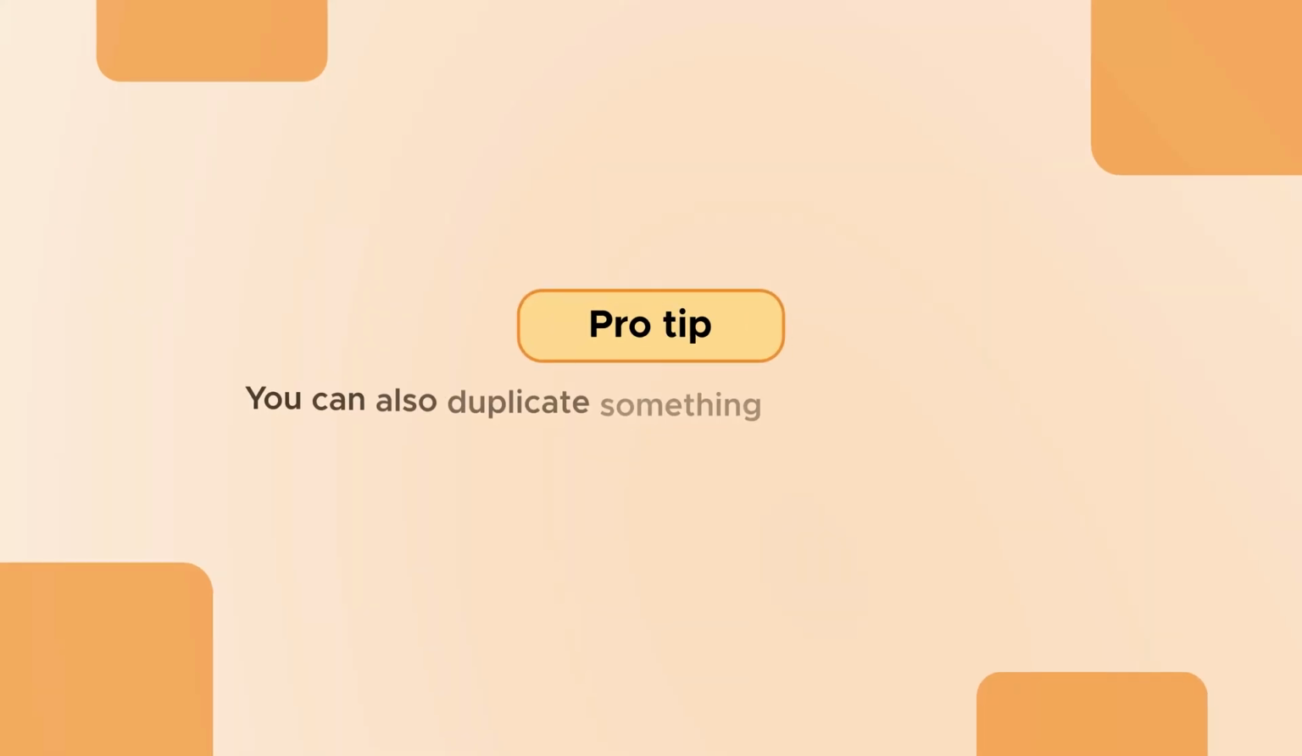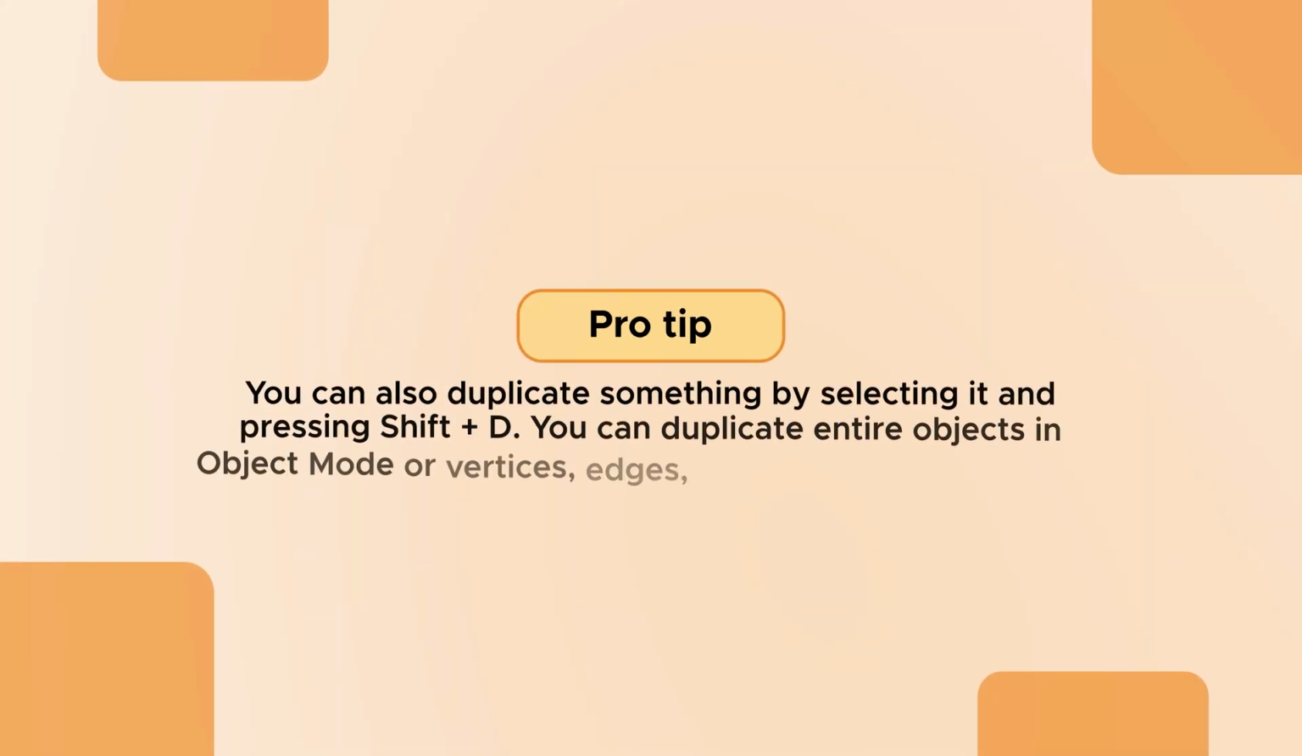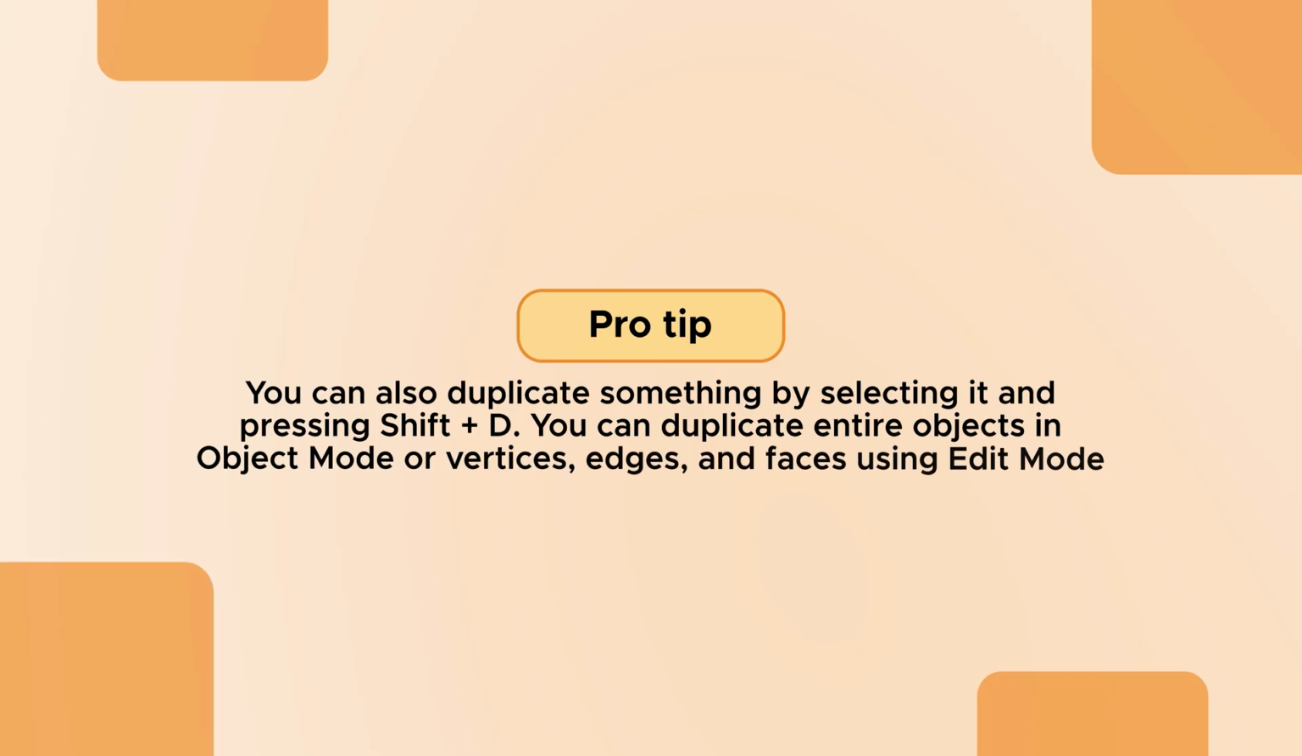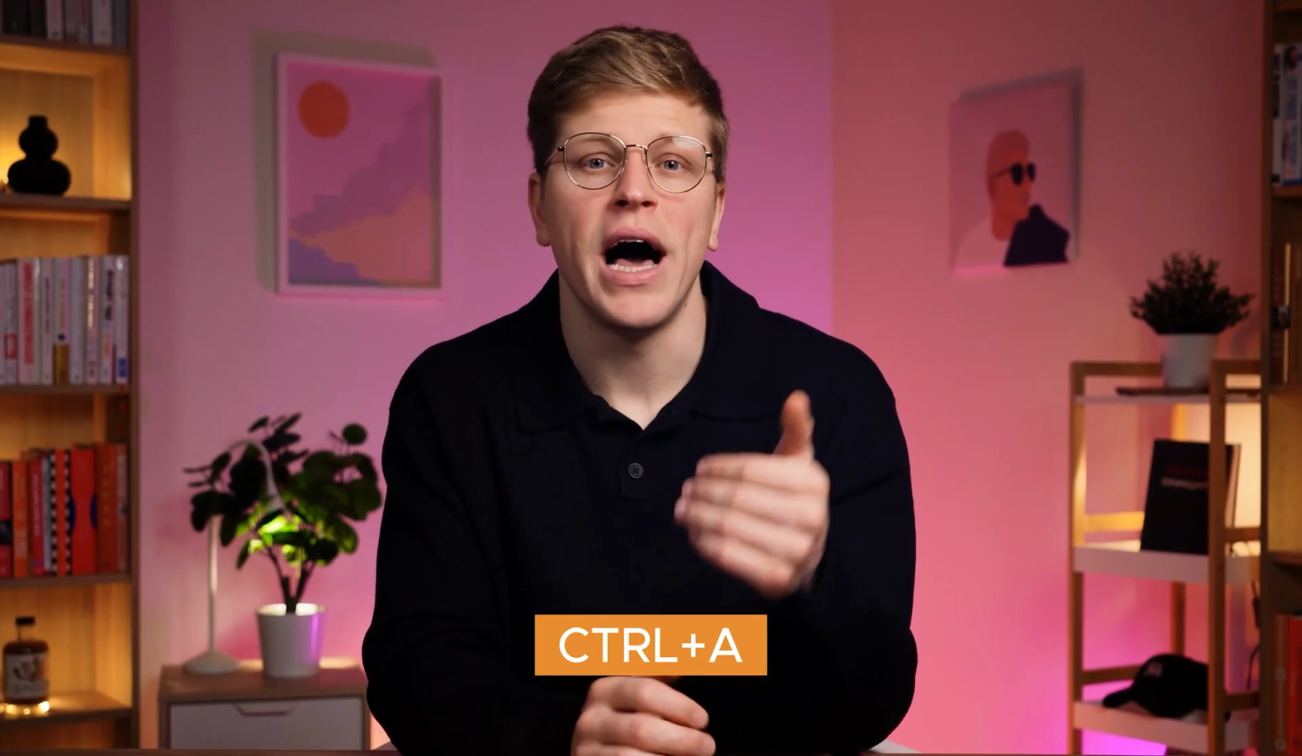Pro tip: you can also duplicate something by selecting it and pressing Shift plus D. You can duplicate entire objects in object mode or vertices, edges, and faces using edit mode. One final but important shortcut: press Ctrl plus A to apply transforms.